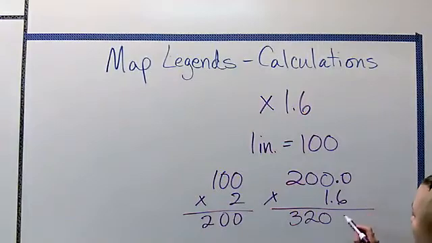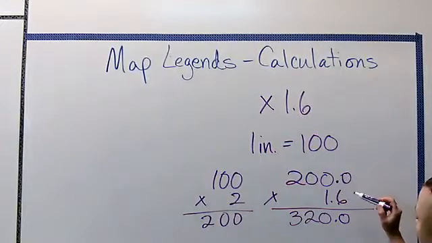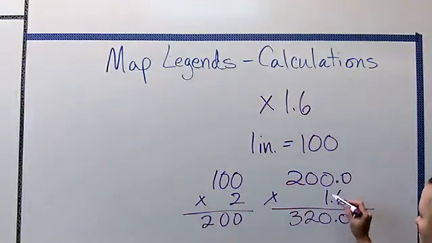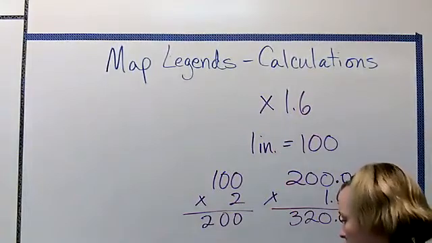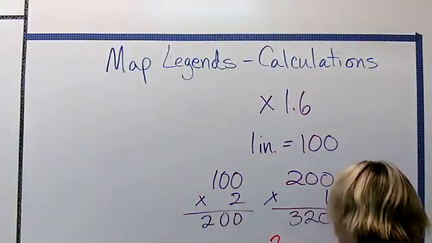You can go, 0, 0, 0, line up your decimals. So 6 times 0, 6 times 0, 6 times 0. Then 6 times 2 is 12. Then you go, 1 times 0, 1 times 0, 1 times 0. And again, what that would look like is this. We'll show you the whole way.